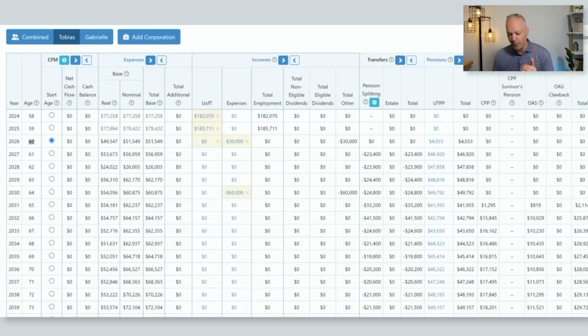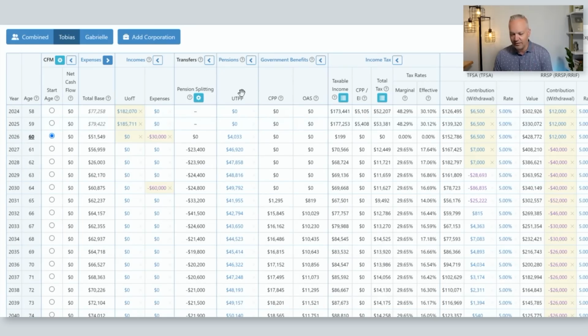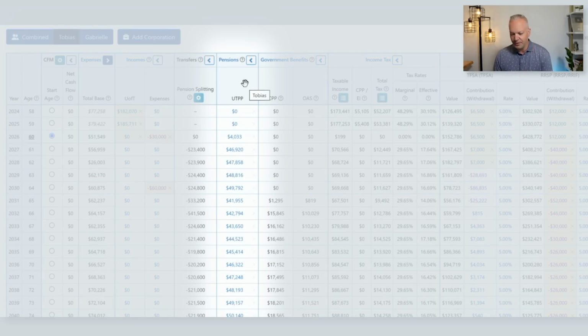Make sure it's mapped out properly so that when I look at his University of Toronto pension here, you can see $46,920 in that, call it second year. But as soon as he hits age 65, it drops to $41,955. So that bridge benefit drops off. It's grown with inflation over time, but that bridging is important to make sure it's mapped out properly.